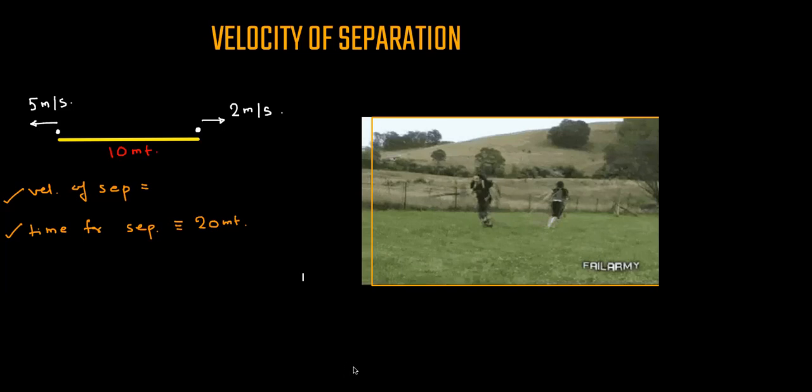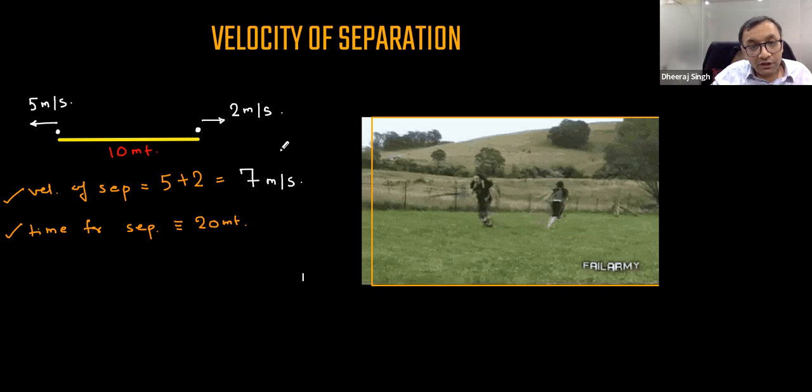Correct. Most of us have got the correct answer. Velocity of separation is 5 plus 2. Anybody has any doubt in this? Type in. Velocity of separation is 7 meter per second. No doubts. Separation is 7 meter per second means what? With this velocity, they are going away from each other.